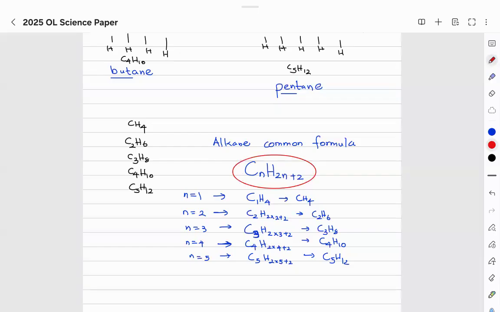Alkane series. Now, in this question, for the alkene, CnH2n, alkyne CnH2n-2. Very good, Umair, yes. Those are the common series for the alkenes and alkanes.